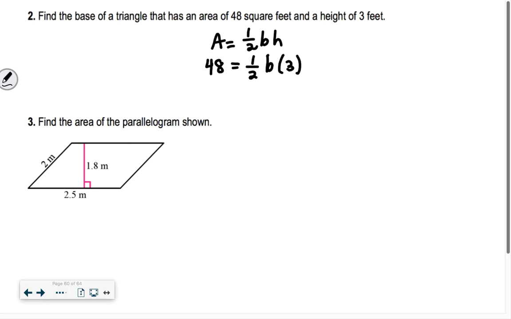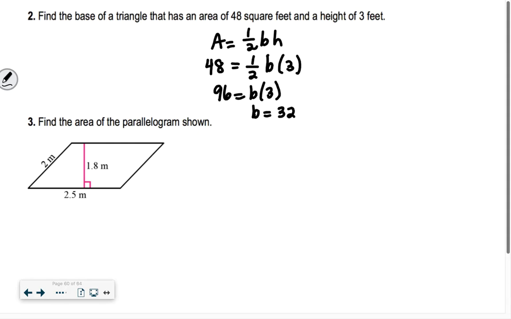One step at a time. If I get rid of that 1/2 and take it to the other side, what does the left-hand side become? 24? 96? Why is it 96, Joseph? You're correct. We want to get rid of the 1/2 by multiplying both sides by 2, so it becomes 96. So we're dividing by 1/2, which is the same as multiplying by 2. So I get 96 equals b times 3, or 3b.